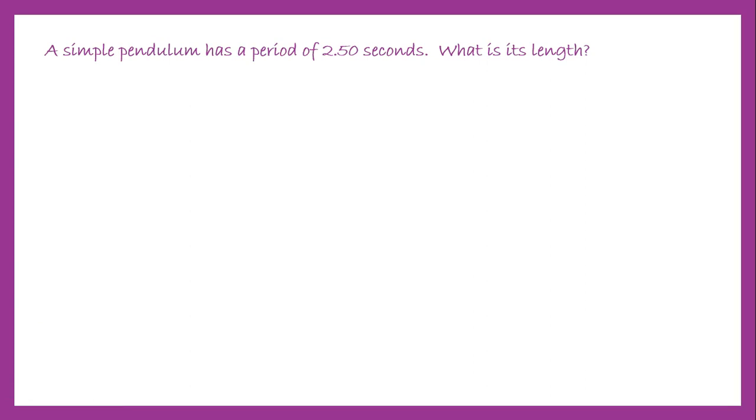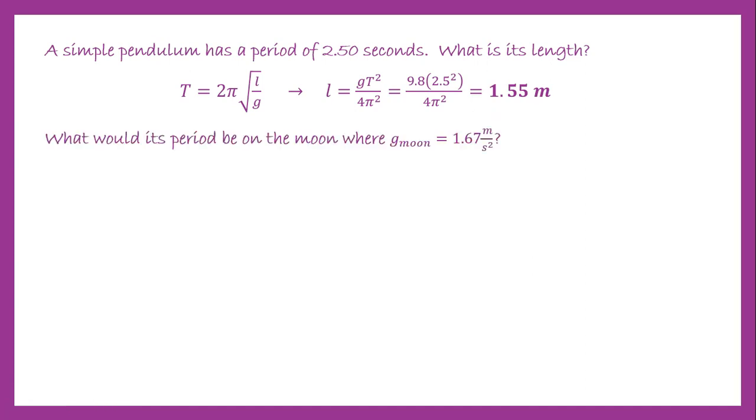A simple pendulum has a period of 2.5 seconds. What is its length? Well, we use our equation here for the period of a pendulum. We go ahead and rearrange it to solve for length, and we find out that this pendulum is 1.55 meters long. Now, suppose we took the pendulum up to the moon, where the gravitational field strength is 1.67 meters per second squared. What would the period be? Well, we're using the same equation. We plug in our length, our gravitational field strength, and we find that the period would increase to 6.05 seconds on the moon.